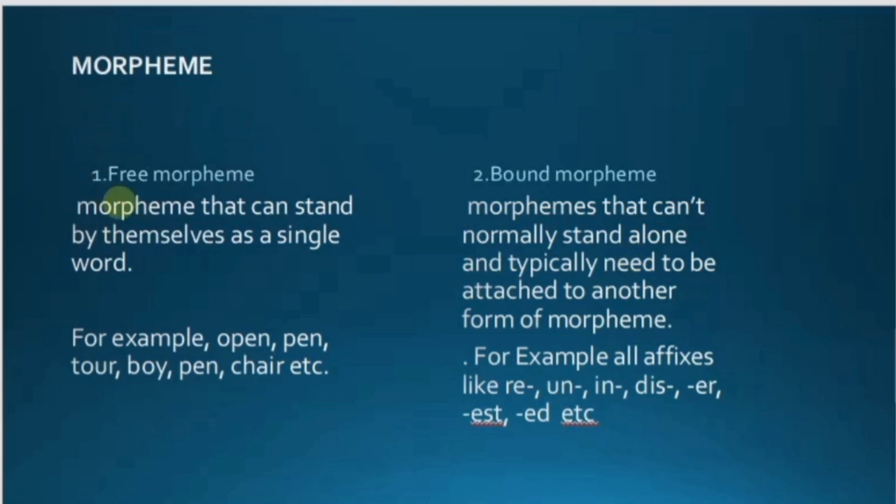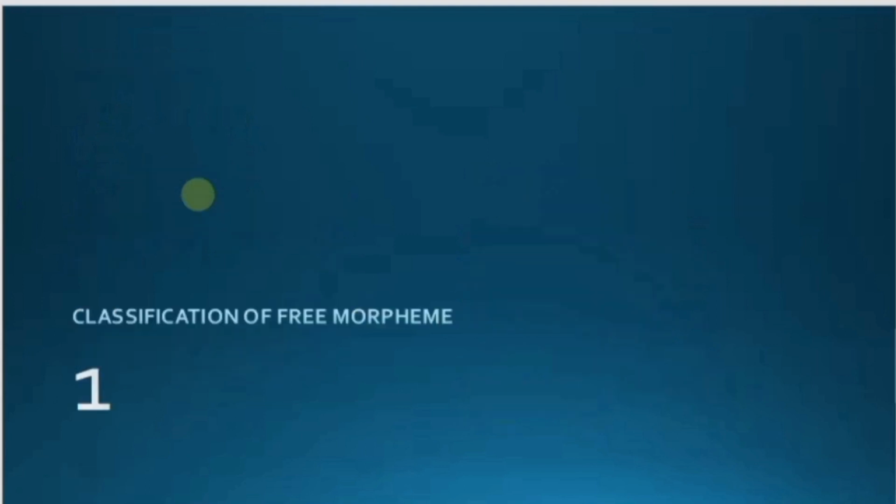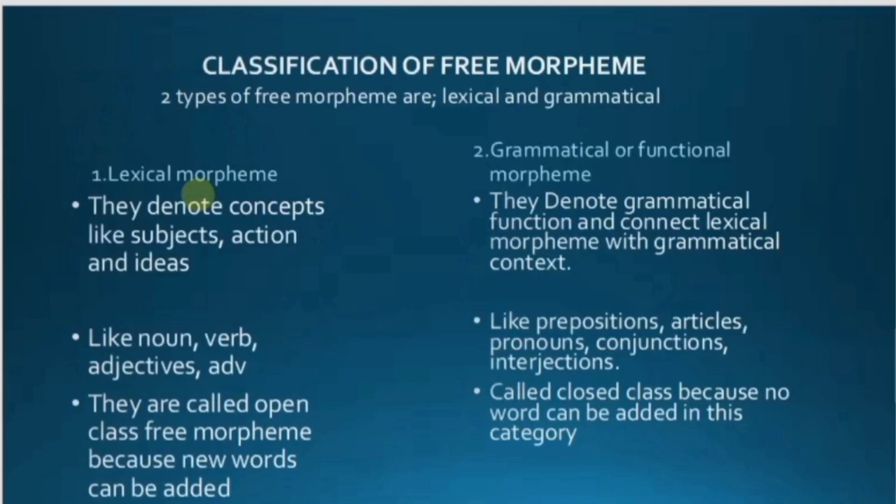Free morphemes are further divided into two classes, two branches. That is lexical and grammatical. Lexical morphemes are the morphemes that denote certain concepts like subjects, actions and ideas. These are basically noun, verb, adjective and adverb. These are also called open class morphemes because new words can be added to them. They are not closed class, they are open class.